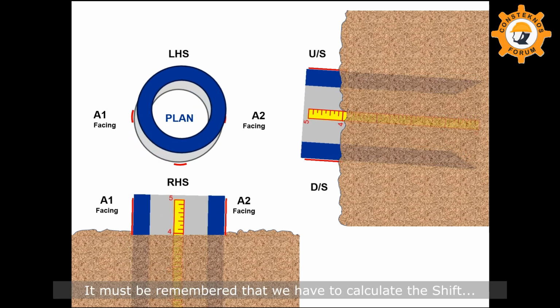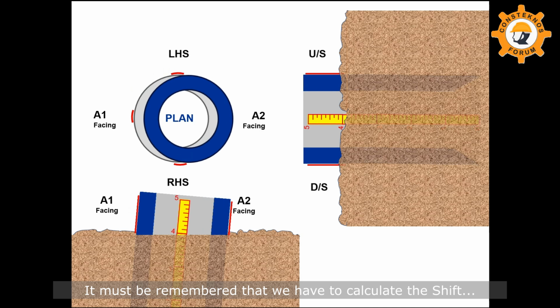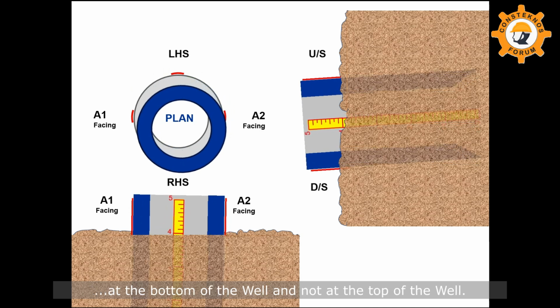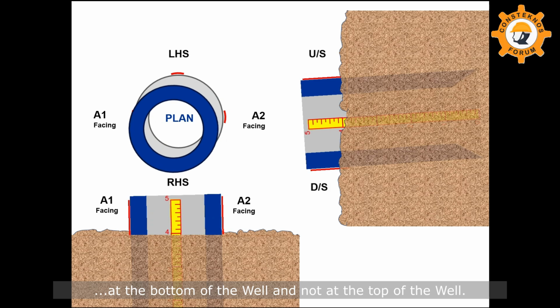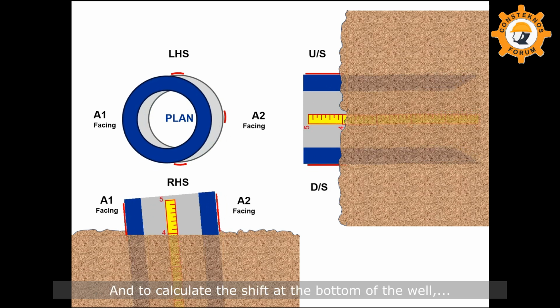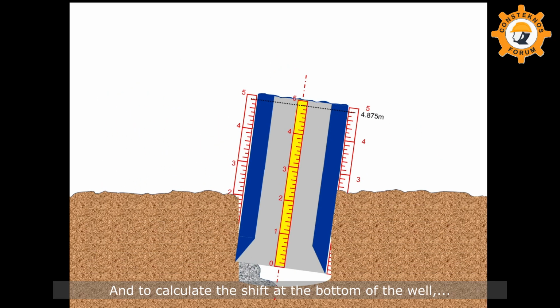It must be remembered that we have to calculate the shift at the bottom of the well and not at the top of the well. And to calculate the shift at the bottom of the well, we have to take measurement at the top, and based on that data, the bottom shift is calculated.